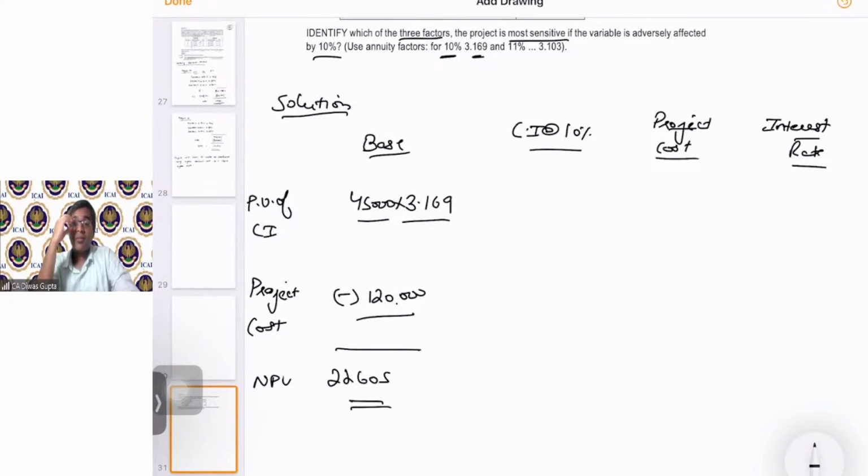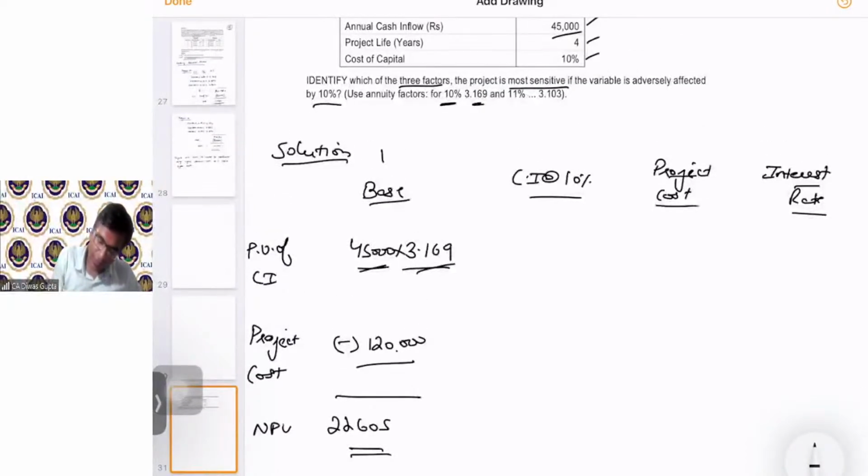No, Darshan. The definition of sensitivity and leverage is totally different. Okay, I will explain later why I'm saying this. But leverage is not sensitivity. Sensitivity, we will try to see from this question. What is sensitivity? So the base case is 45,000 multiplied by 3.169. If nothing changes, then what is going to be? So this is my first case.